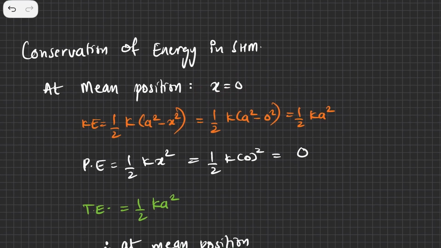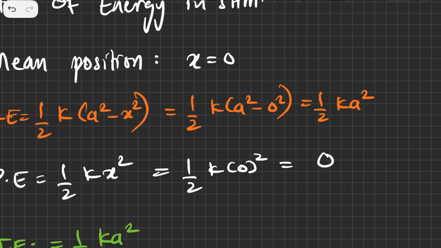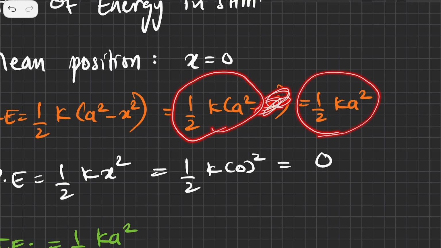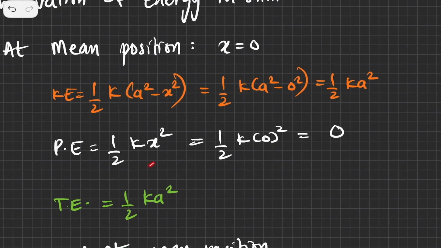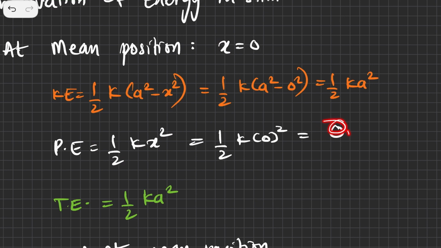Now here I am going to use the equation for kinetic energy which I derived in our previous video. Kinetic energy is half of K (a square minus x square). Because it's the mean position, in place of x I'll put a 0. So this is 0 square. 0 square is 0, so we ignore this, and what remains is half of K a square. And the potential energy formula is half of K x square. In place of x you have 0. So 0 square is 0. 0 into anything is 0. So everything goes to 0 and you get a 0.